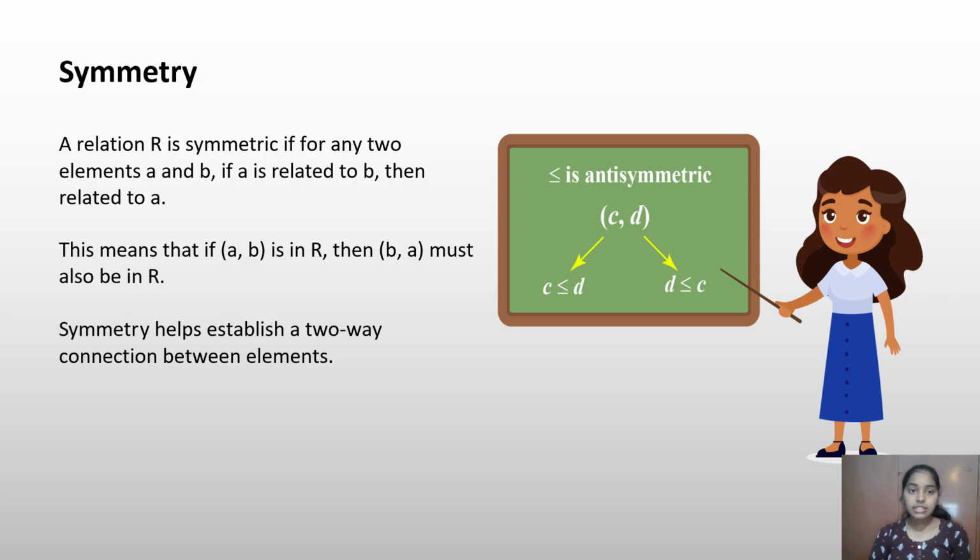Symmetry. A relation R is symmetric if for any two elements a and b, if a is related to b, then b is related to a. This means that if (a, b) is in R, then (b, a) must also be in R. Symmetry helps establish a two-way connection between the elements.